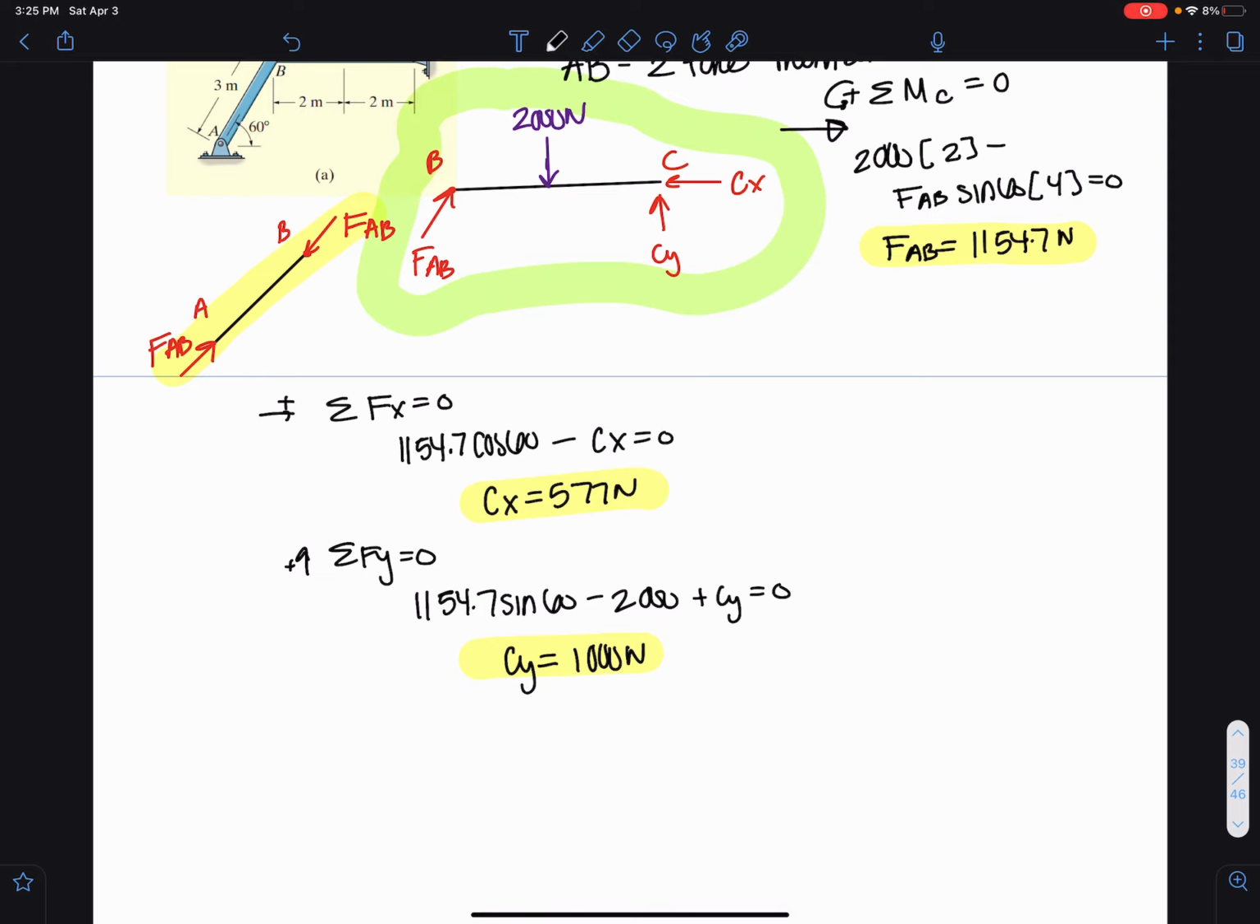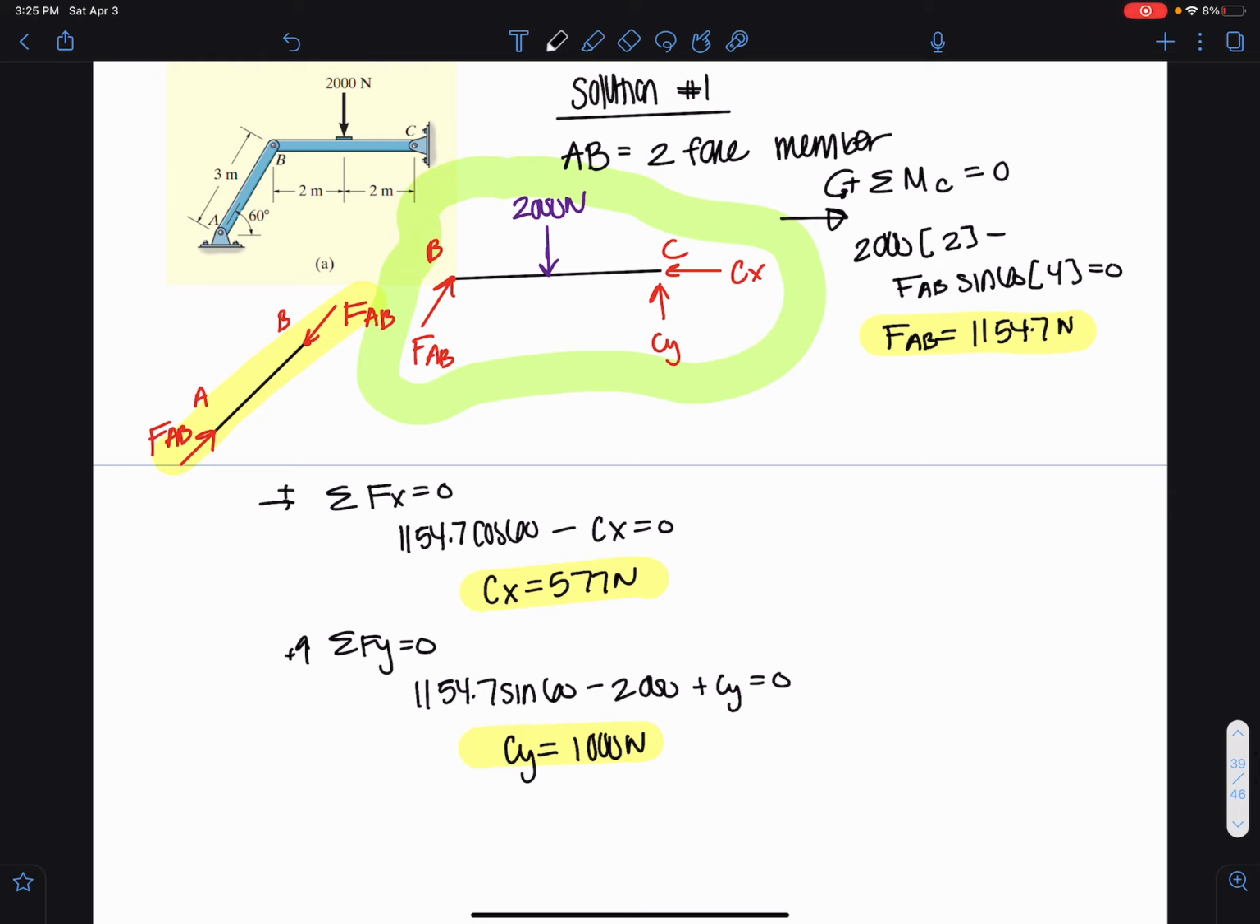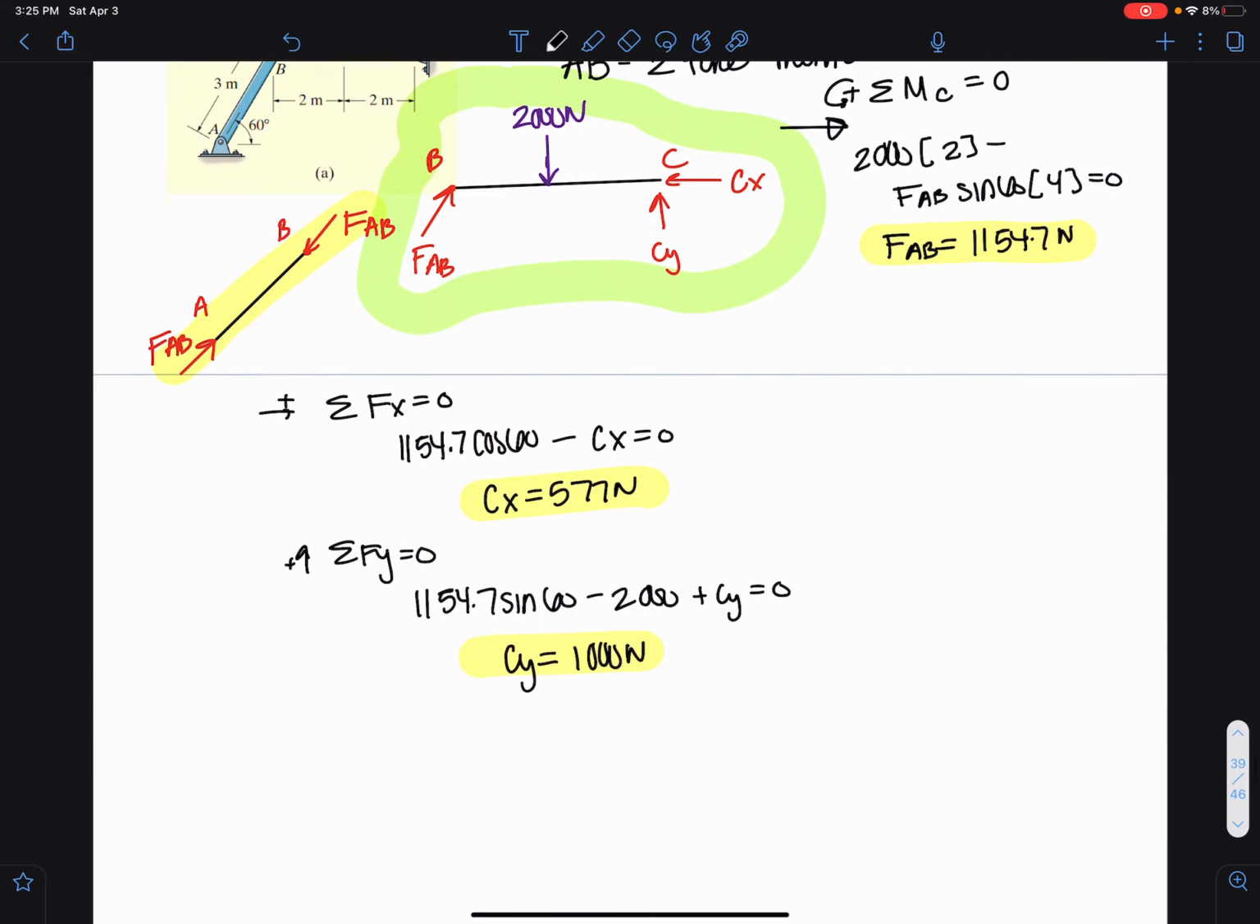All right. So now again, I'm going to go through another solution here, and I'm going to show you how it's totally fine, again, if you did not recognize that AB was a two-force member. Even sometimes when I'm solving these problems, I don't solve them recognizing that it's a two-force member, and that's totally okay. So we're going to kind of pull down here and go over solution number 2.